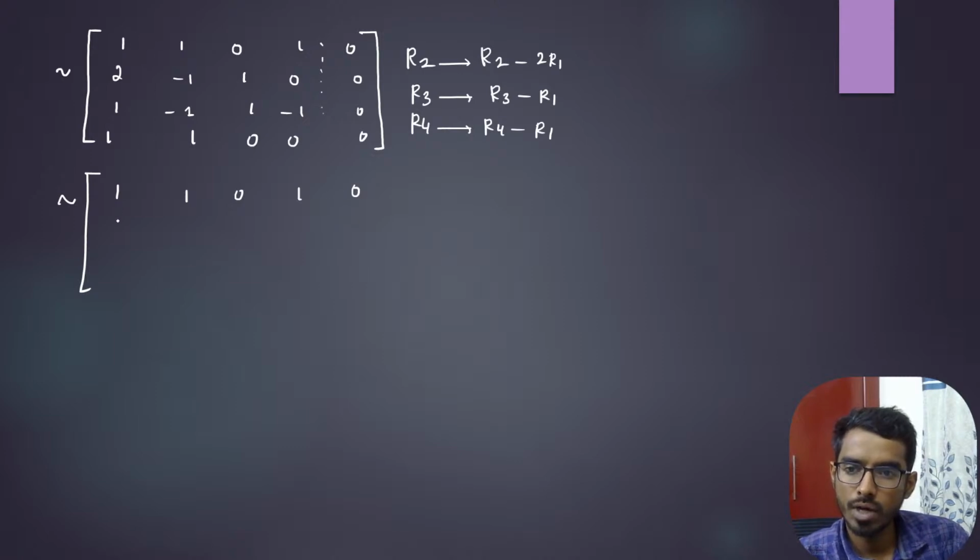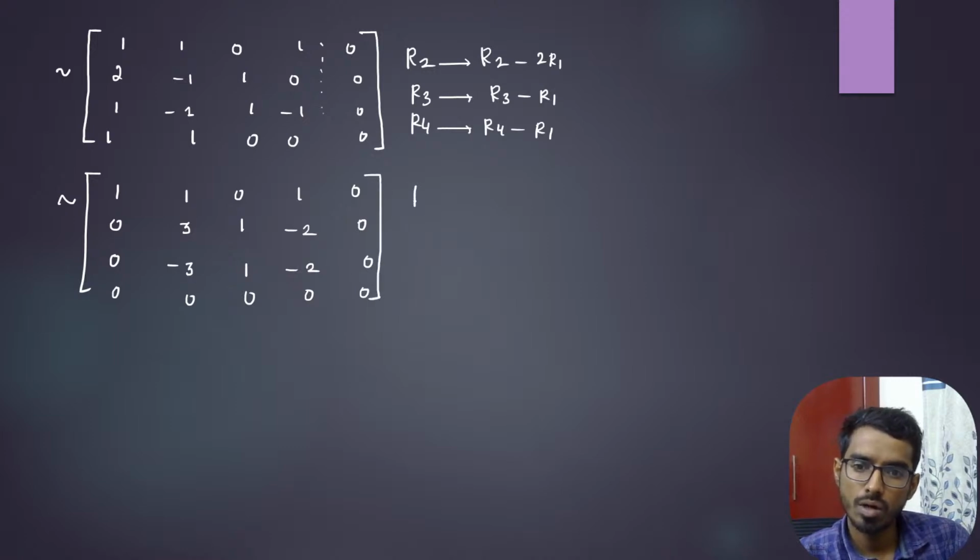So multiply by 2 and then you subtract. You will have 0, so 1 minus 1 is 0. Then 2 minus 1 is minus 3. 1 minus 0 is 1. Minus 1 is minus 2. And then we have 0, so 1 minus 1 is 0, 1 minus 1 is 0, 0, 0, 0.